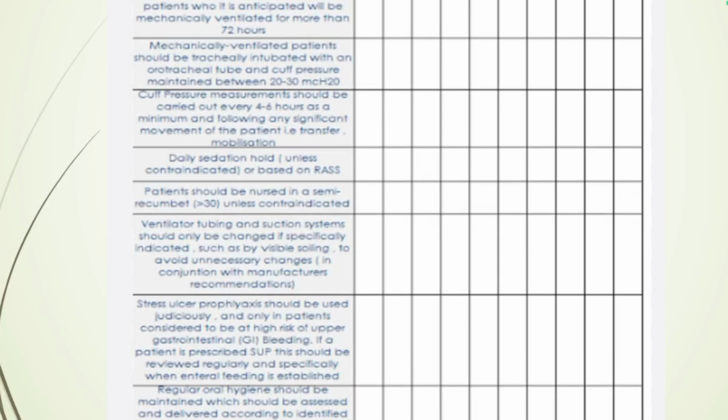And if the patient has developed VAP, in that case a broad spectrum antibiotic, a penicillin group of drug, has to be administered to the patient to manage that condition.